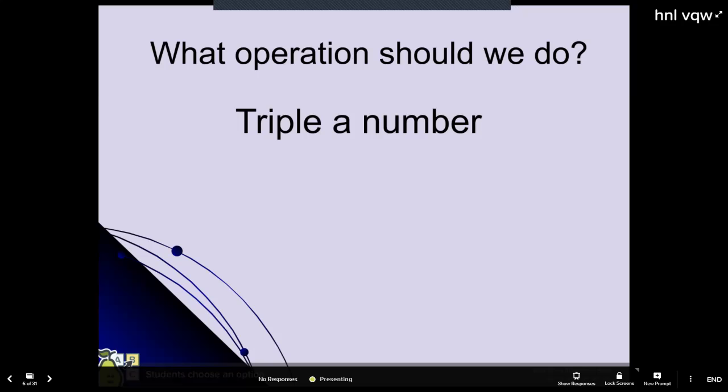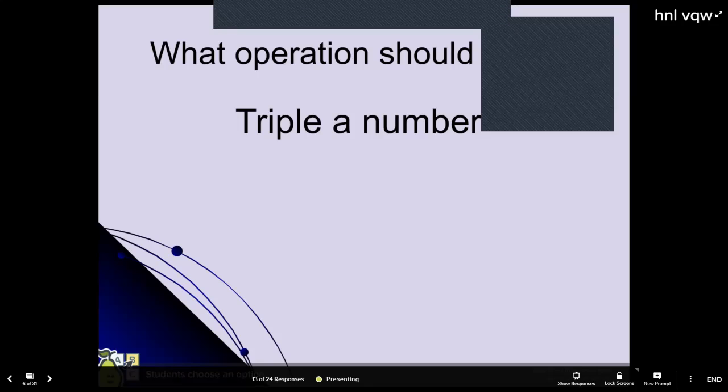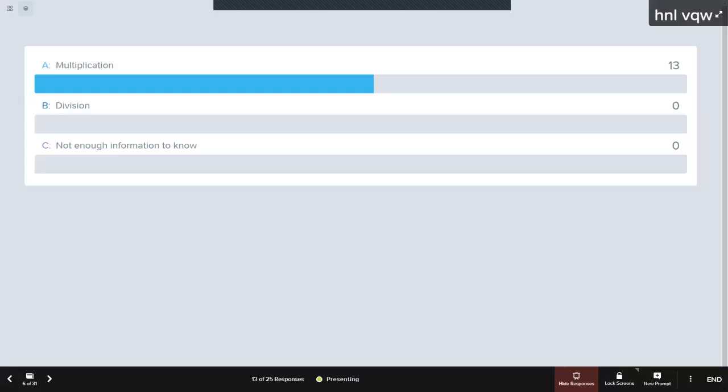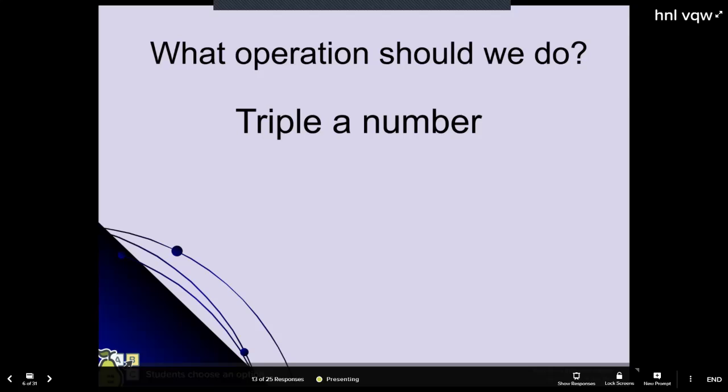All right, what operation should we do? Triple a number. So let's take a look. You guys, the ones who answered, also multiplication. Good job. Yeah, when it says triple a number, you're going to multiply by 3.